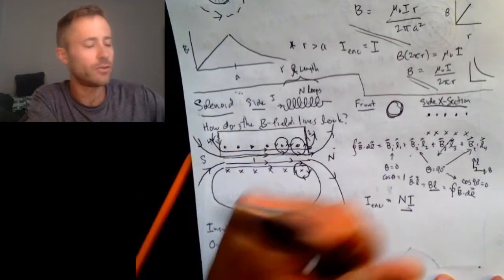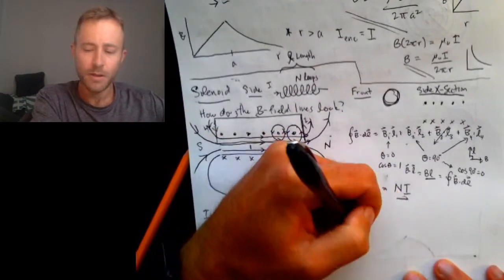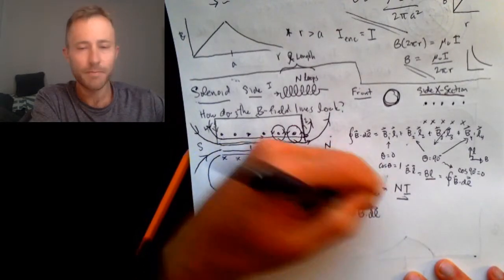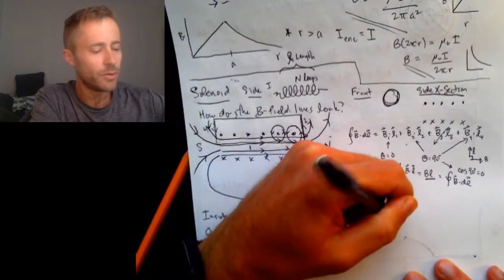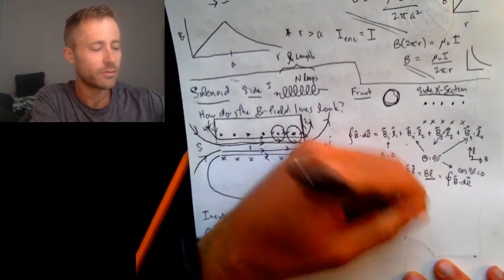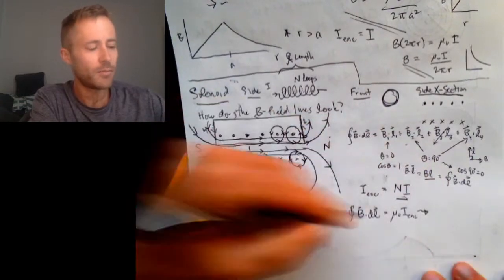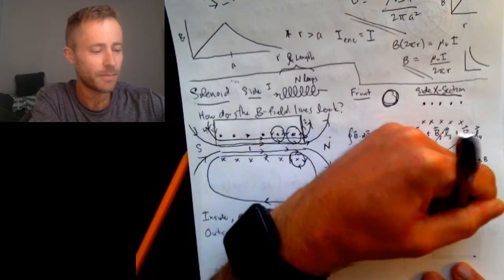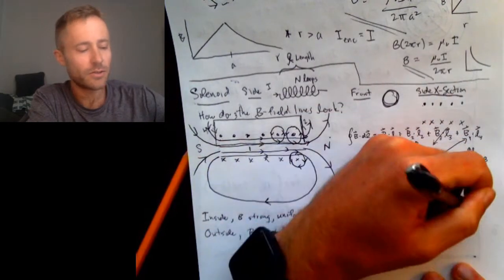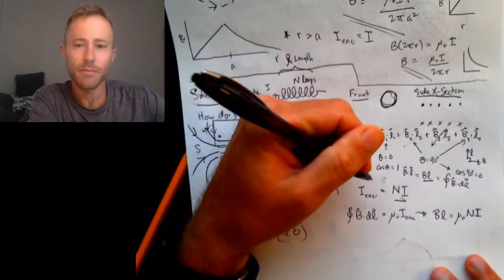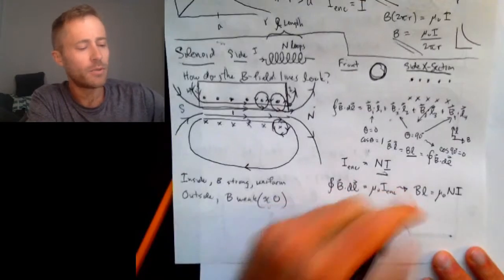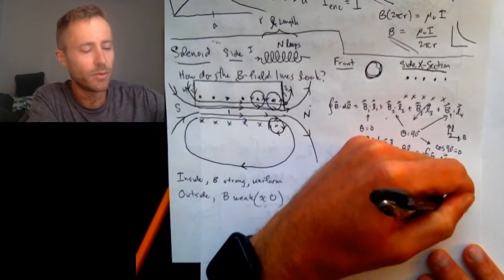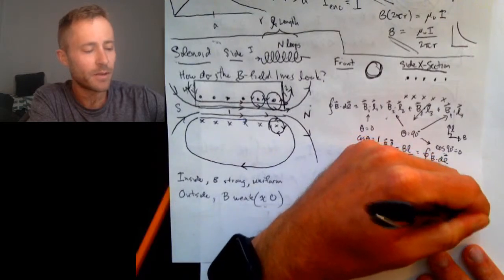So then I can go to the full Ampere's law. The line integral of B dot dl is equal to mu naught times the current enclosed. This line integral we just said was B times L. The current enclosed is N times I. Divide both sides by L, and we get B equals mu naught N I over L.